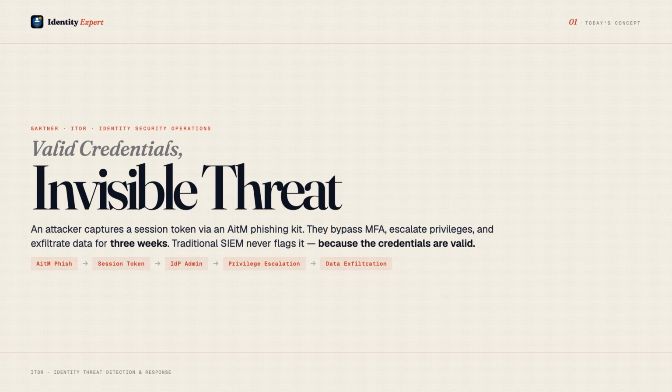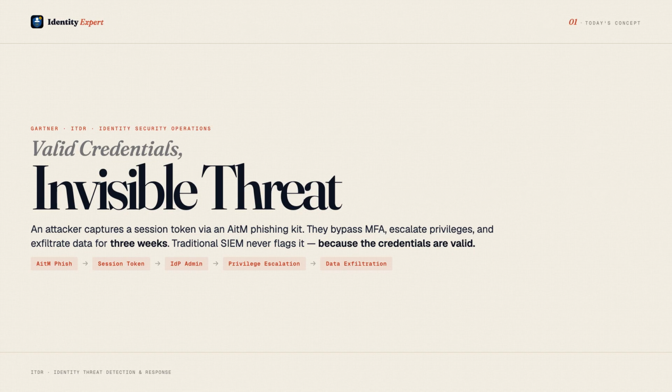For 3 weeks, the traditional SIEM sees nothing wrong. Every access uses a valid token. Every API call has proper authorization headers. The firewall sees normal HTTPS traffic. The IDP logs show successful authentications. Nobody is alerted because from a network and perimeter perspective, nothing unusual is happening. This is the identity blind spot. And this is exactly what ITDR, Identity Threat Detection and Response, is designed to catch.